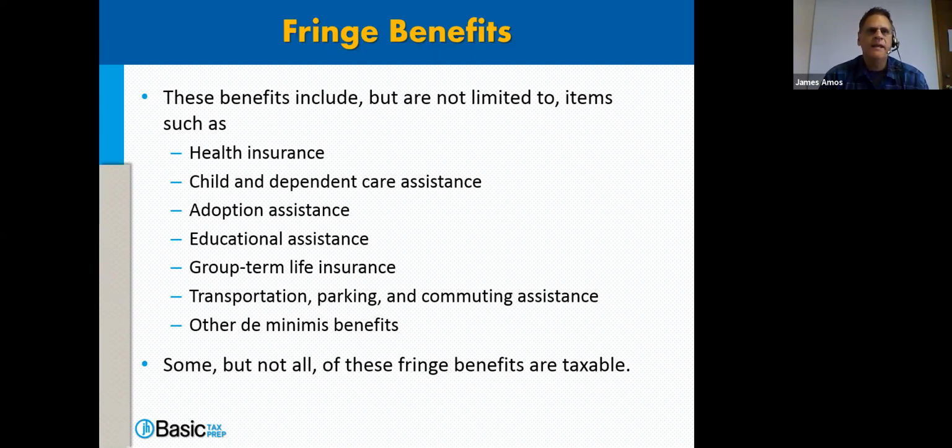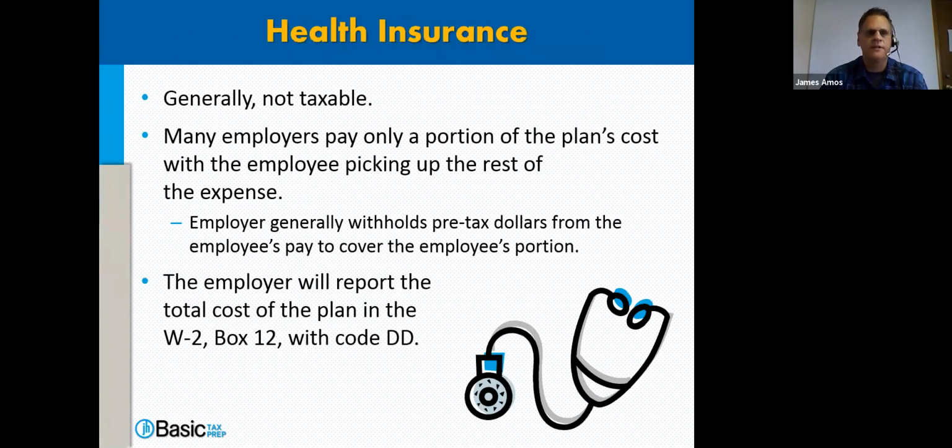Okay. Now, again, on that sheet, federal income or not, I've kind of got these listed out to help you keep these straight, but let's briefly talk about them. First of all, let's talk about health insurance. Generally, health insurance is not taxable as a general rule.